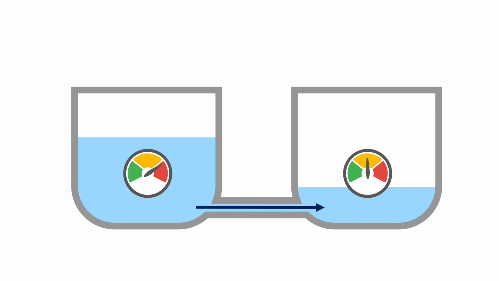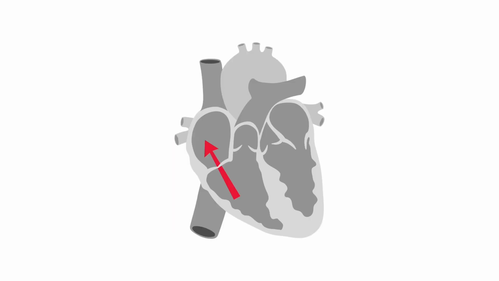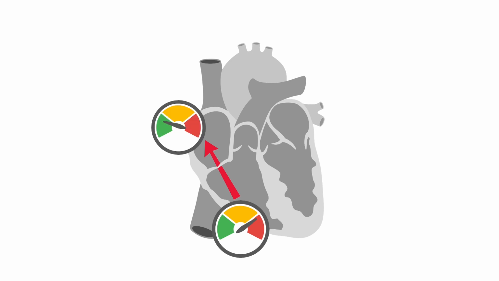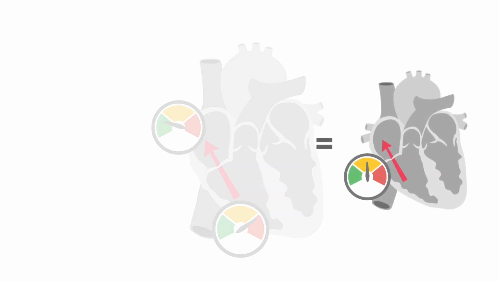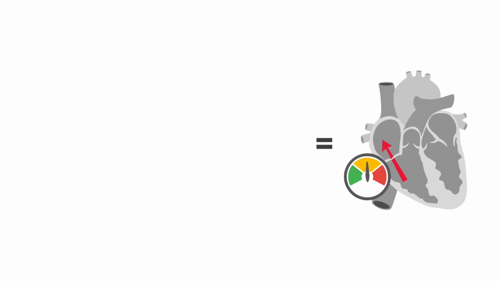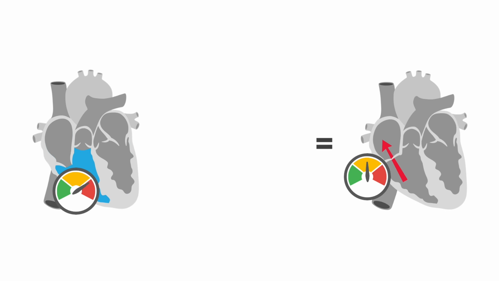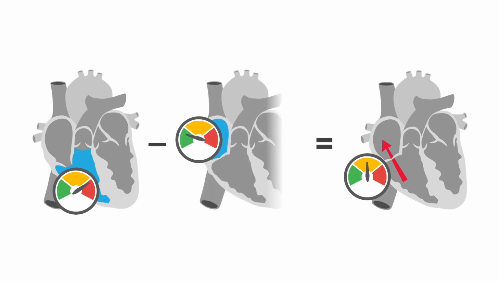We also know that blood moves from the right atrium to the right ventricle through the tricuspid valve. So, if blood is flowing from the right ventricle into the right atrium through the tricuspid valve, it is because the pressure in the right ventricle is higher than that in the right atrium. The pressure of the tricuspid regurgitation jet reflects the pressure difference between the right ventricle and the right atrium.